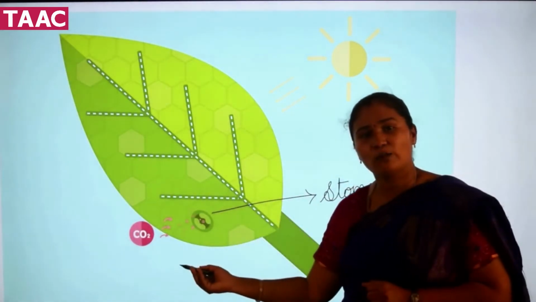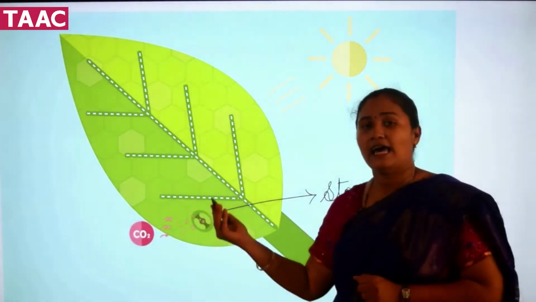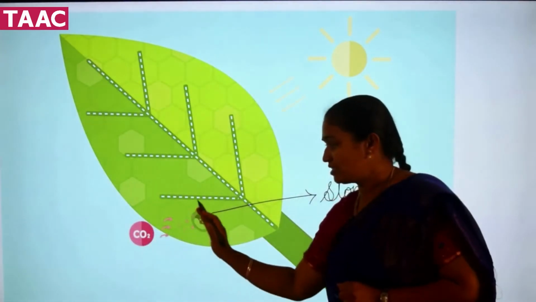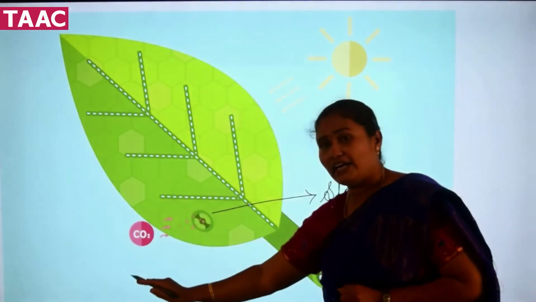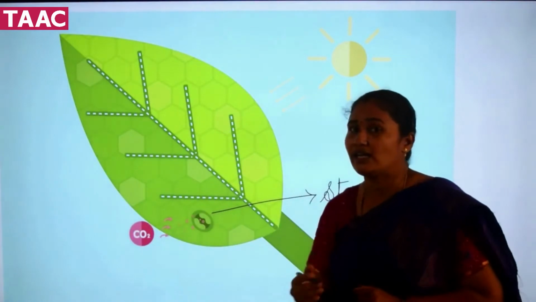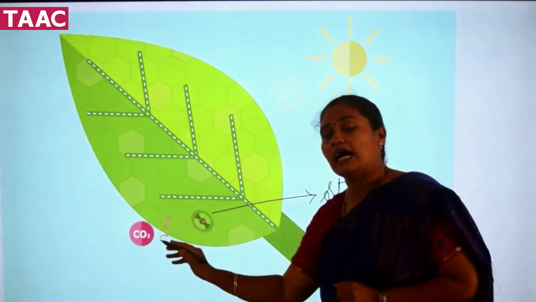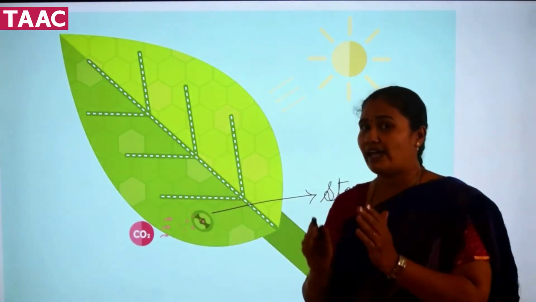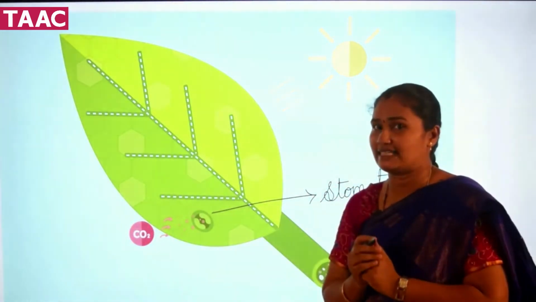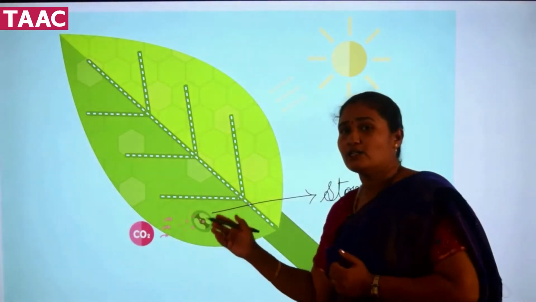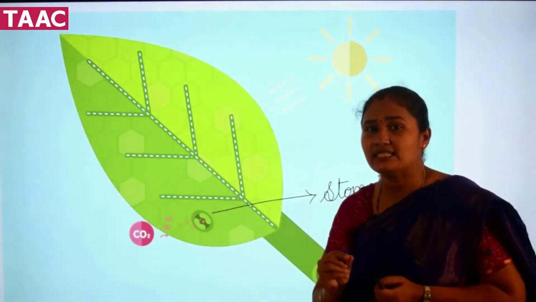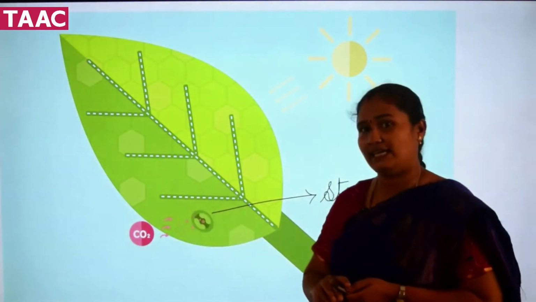What is the role of stomata? The stomata helps in the exchange of gases. Through the stomata only, the carbon dioxide gas enters the leaf. So the leaves are taking in carbon dioxide this way. The main function of stomata is to allow the exchange of gases. What is meant by stomata? Stomata are the tiny holes present on the surface of the leaves.